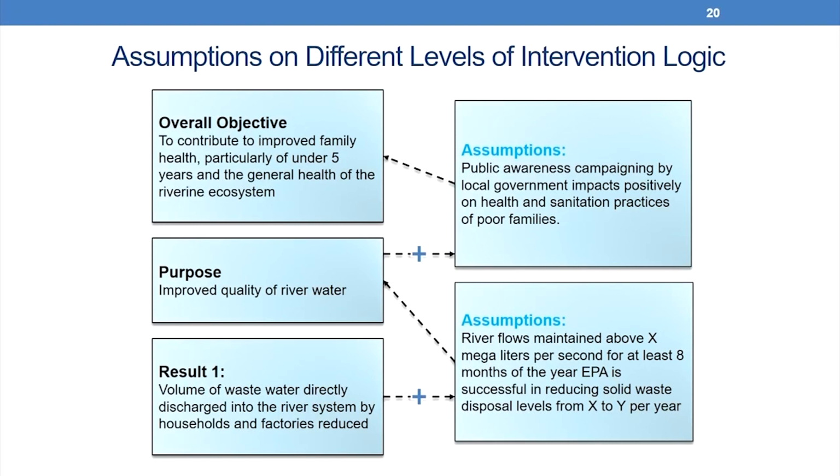Overall objective, let us say. So, if the overall objective is to contribute to improved family health, particularly of under 5 years, and general health of the riverine ecosystem, the assumption is that public awareness campaigning by local government impacts positively on health and sanitation practices of poor families. We could begin with this assumption. When we are looking at the purpose of improved quality of river water, this can also be an assumption, and an additional assumption could be that river flows maintained above a certain megaliters per second for at least 8 months will be successful in reducing solid waste disposal levels from X to Y per year. And the result, that volume of wastewater directly discharged to the river system by households and factories reduced. This could again be the assumption for the result. So, for overall objective, purpose and results for each of these, we have assumptions on different levels of intervention logic.